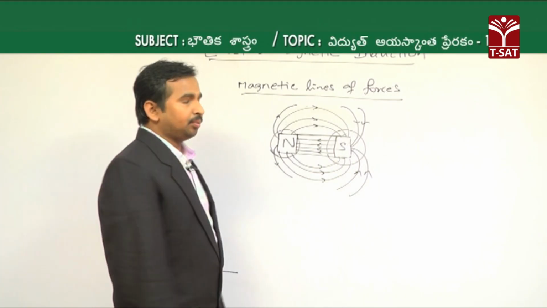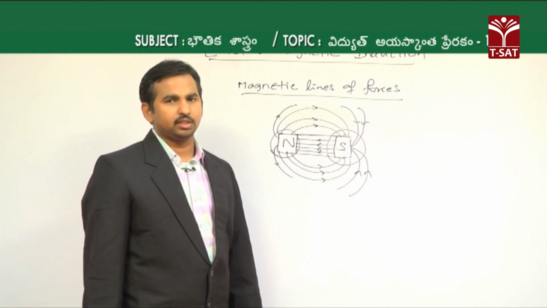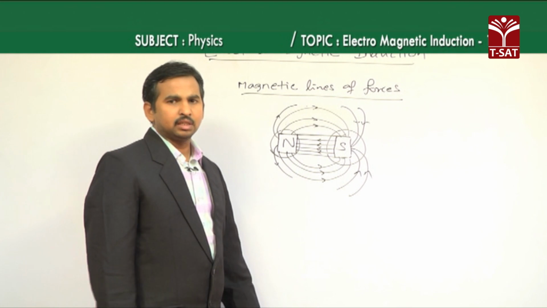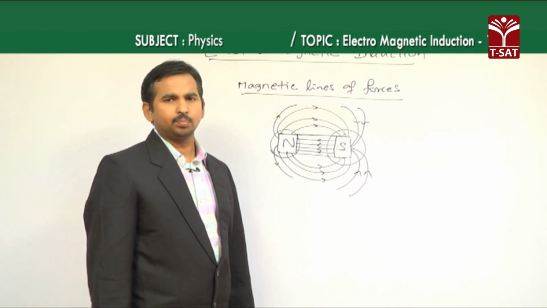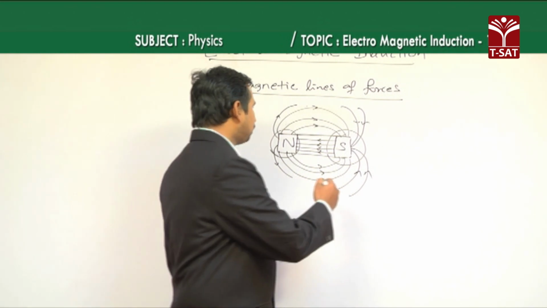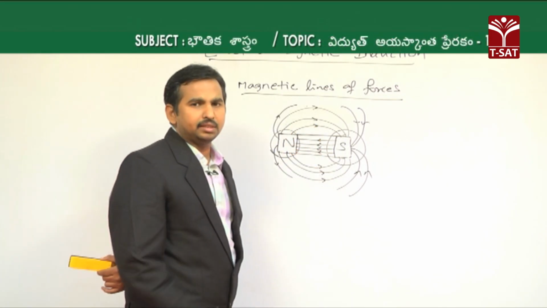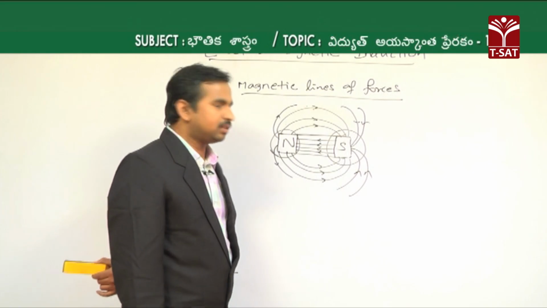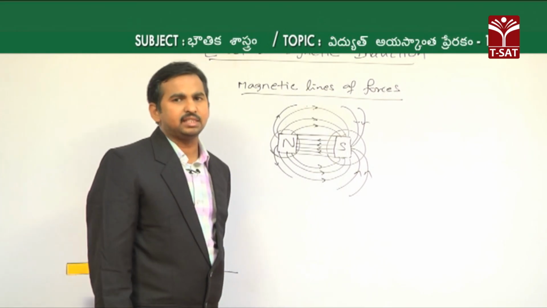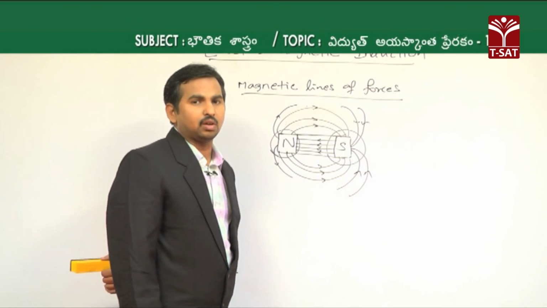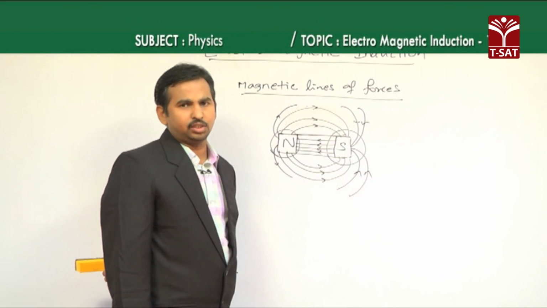Actually, if you observe the properties of magnetic lines of force here, all these magnetic lines of force never intersect at a point. If you observe any of the magnetic lines of force, they maintain some distance between them, which means that no magnetic line is intersecting another one. We can say these magnetic lines of force are going parallel to each other.